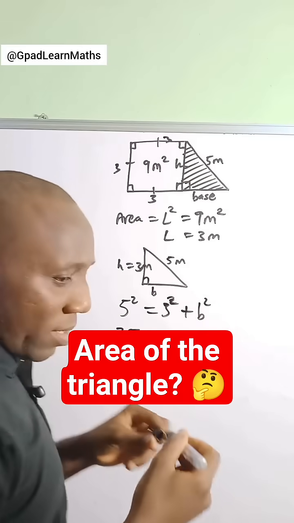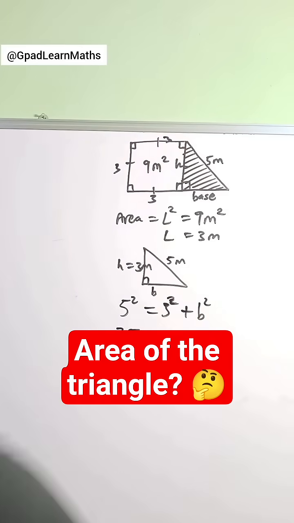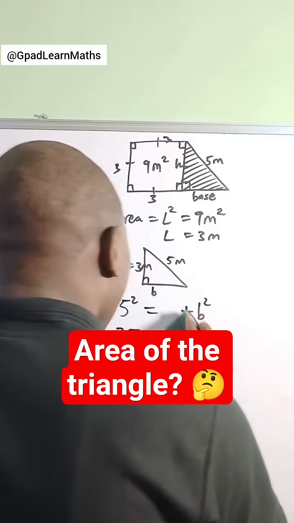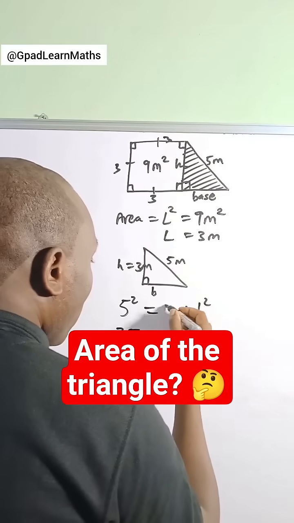Why is this happening like this? The ink is just spilling. So this is 3 squared. It's changing to something else.